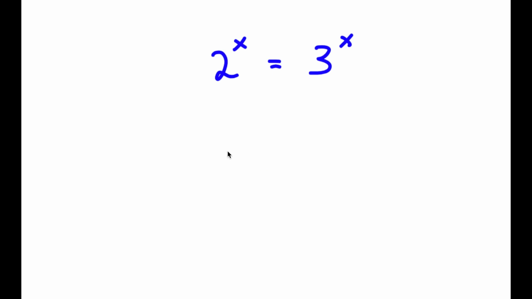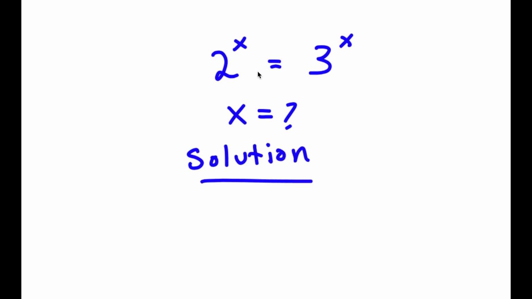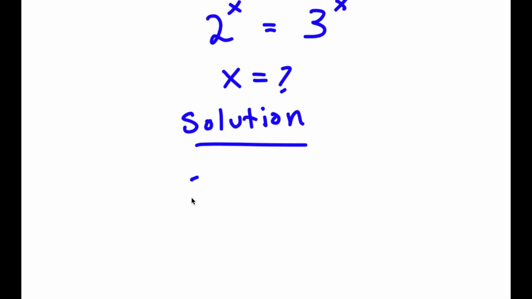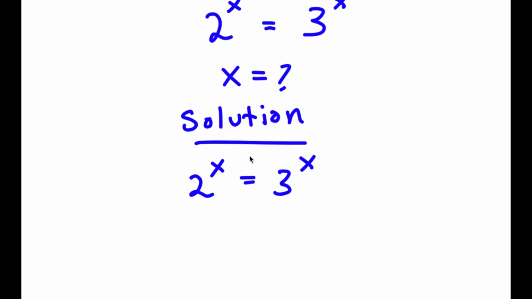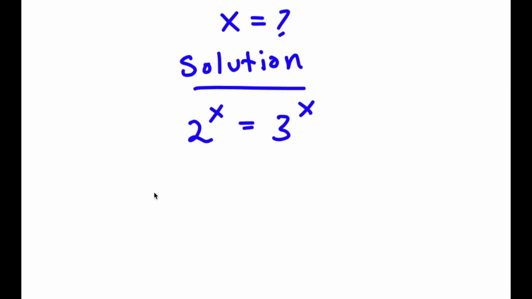Alright, so in this problem, I have 2^x = 3^x. So I obviously want to find the value of x here. So for my solution, I'm going to first start by writing 2^x = 3^x. And I'm going to take the log of base 2 on both sides.